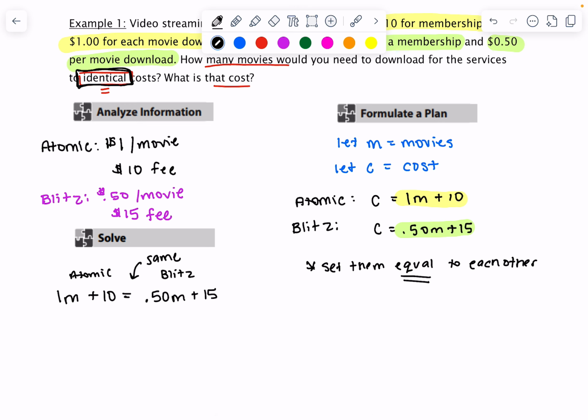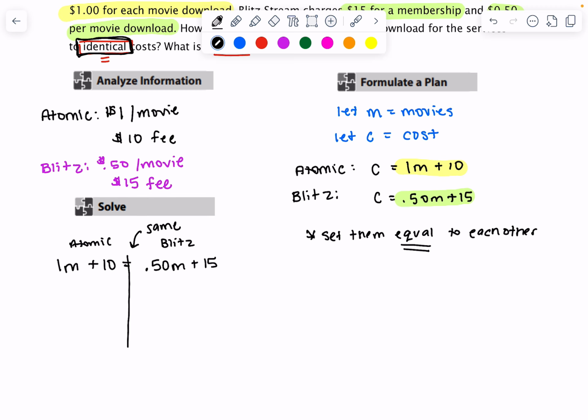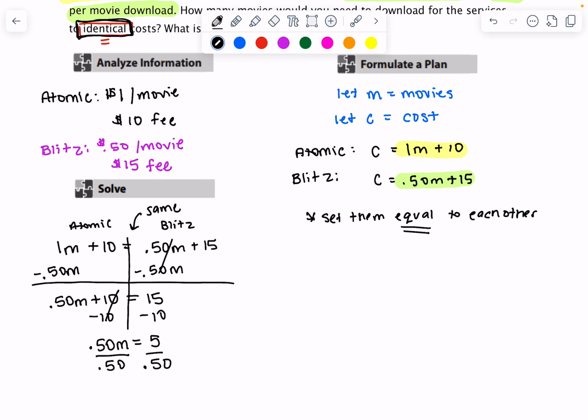And now I can go ahead and solve this equation like we would any other equation that has a variable in it. So I'm going to subtract the 0.50M on both sides. This is going to give me 0.50M plus 10 equals 15. Subtract the 10 over. 0.50M equals 5. Divide both sides by that 0.50. And I get that M is going to equal 10.